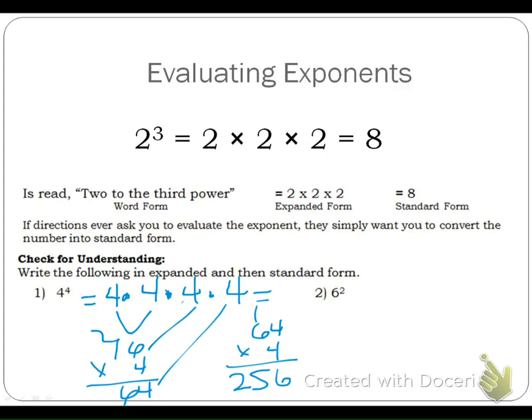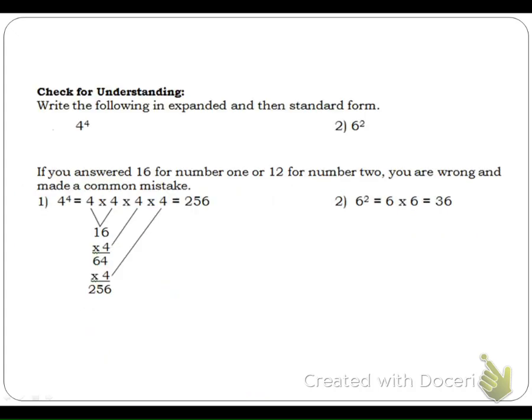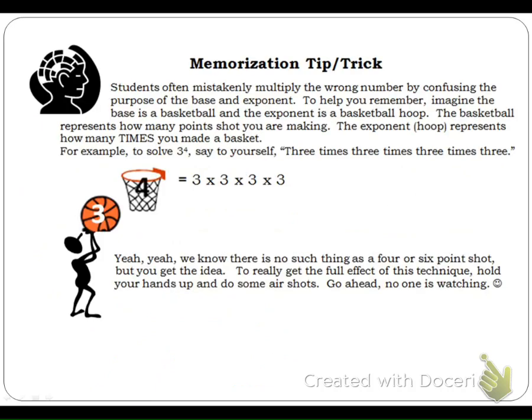What did you get for 6 to the second? There again, I showed you how I got that. 6 to the second is the same thing as 6 times 6, which equals 36.